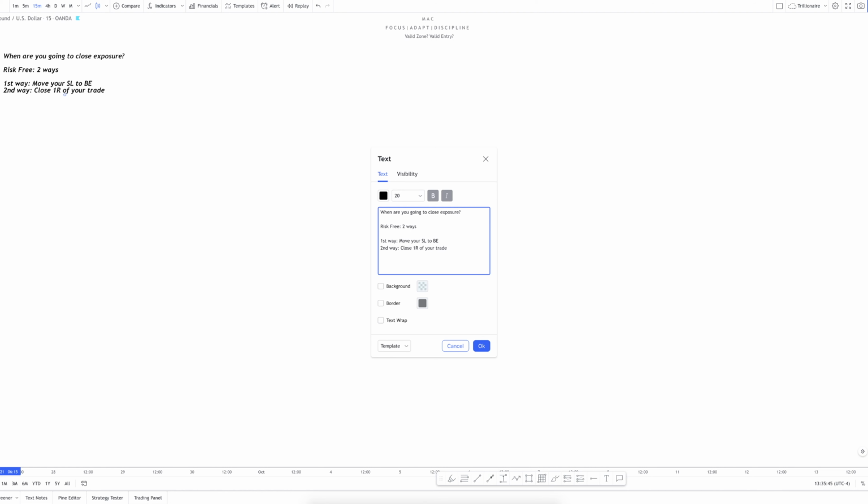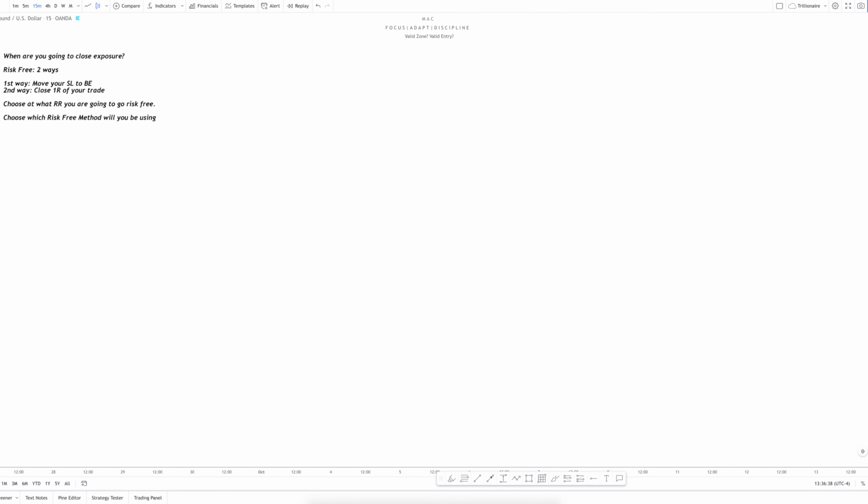So when are you going to close exposure? Okay, when are you going to go risk-free? There are 2 ways. Move your stop loss to break even to go risk-free, or close 1R of your trade. Now, this is how I would recommend doing it, okay? All right, so these are 2 questions you have to ask yourself, okay? At what point am I going to go risk-free, and which risk-free method am I going to use? All right, those are 2 very, very valid questions.